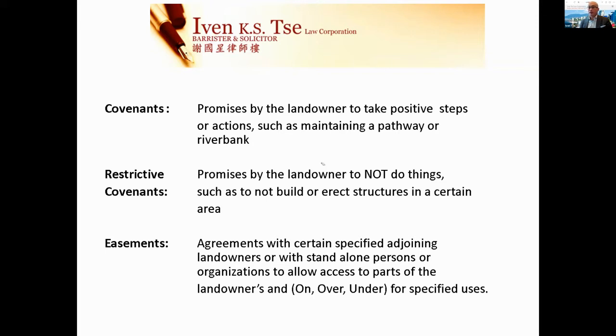Restrictive covenants are promises not to do anything, such as not to build over a certain part of the land, not to erect structures. Most of the time it's not to obstruct or not to build something on top of a certain area of the property. And easements are agreements where, on the property in which an easement is registered, it allows an adjoining neighboring property owner to have access to that land on, over or under it for specified uses.